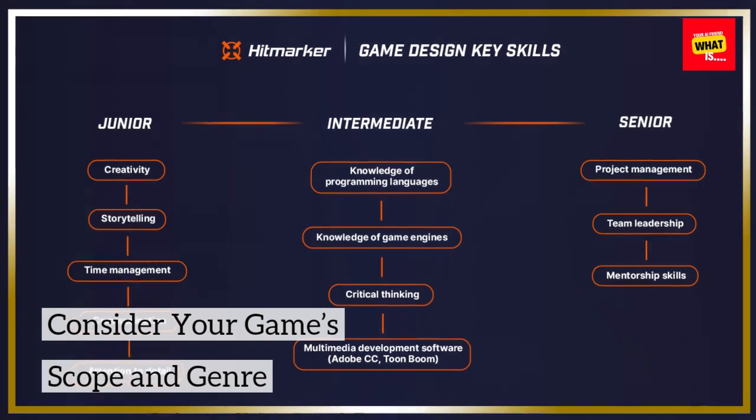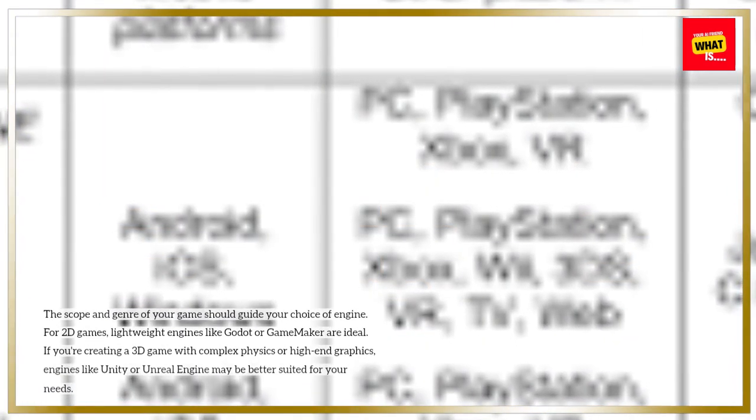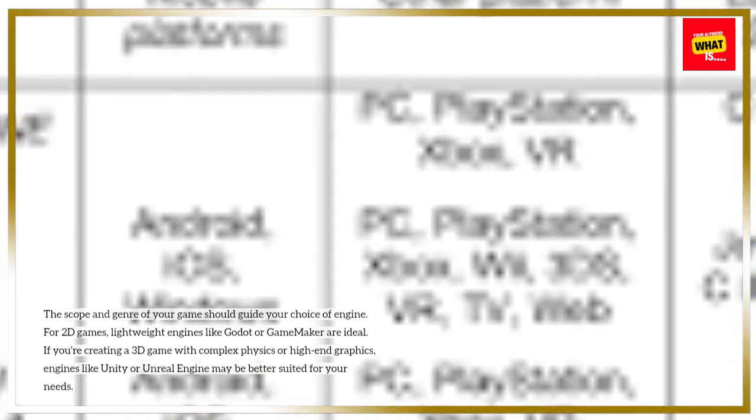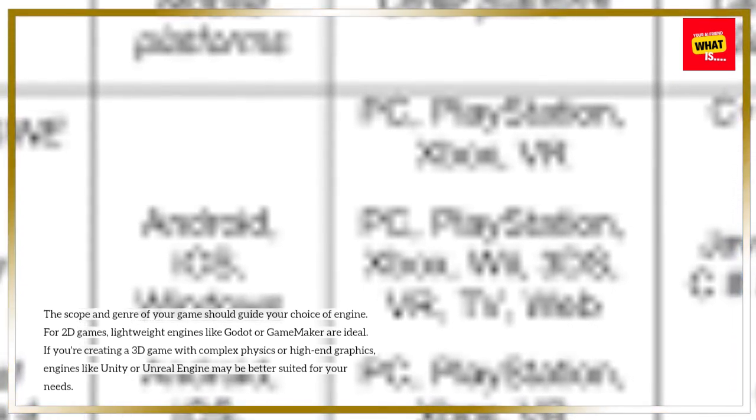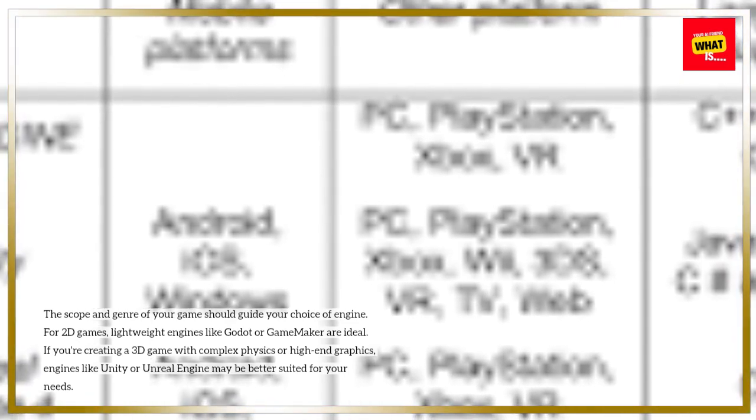Consider your game's scope and genre. The scope and genre of your game should guide your choice of engine. For 2D games, lightweight engines like Godot or GameMaker are ideal. If you're creating a 3D game with complex physics or high-end graphics, engines like Unity or Unreal Engine may be better suited for your needs.